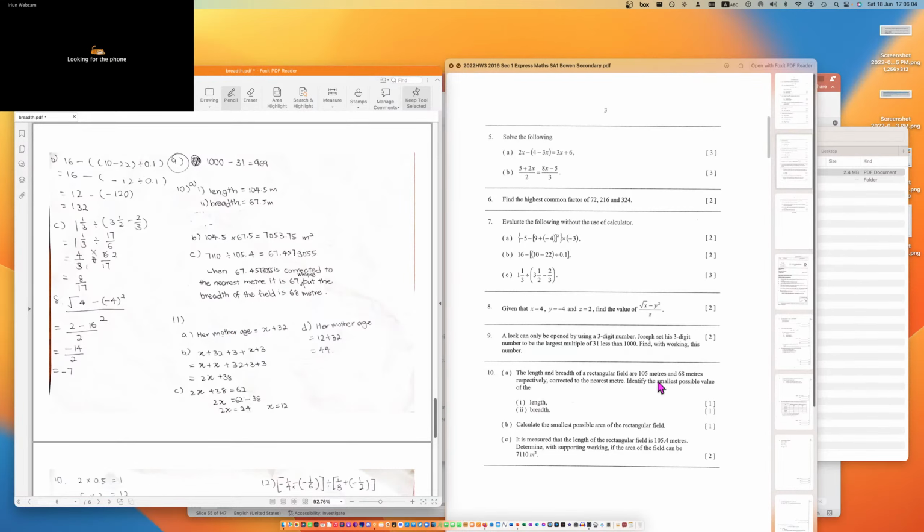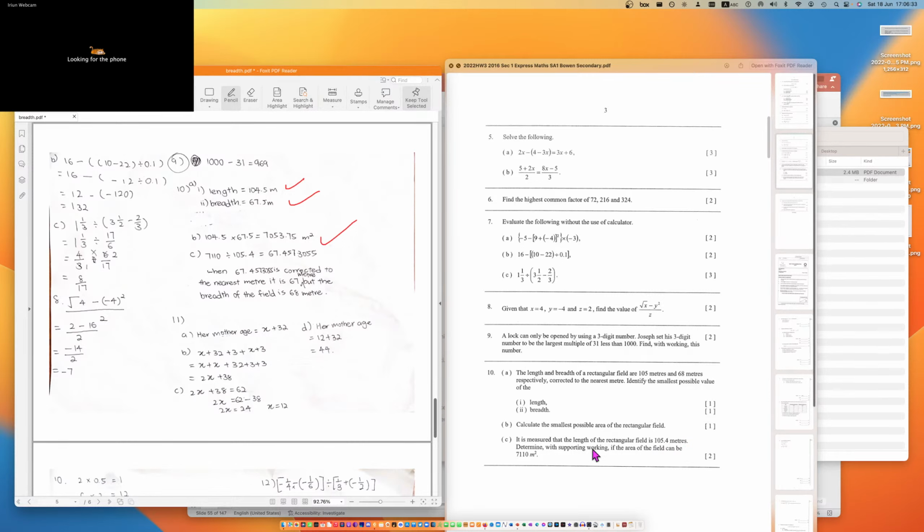So the length, smallest possible value of the length. So the length is 105. So the smallest can be 104.5. Okay, smallest, yes. They say nearest meter. Okay, good. So 68 is correct. So therefore calculate the smallest possible. It's measured that the length of the rectangle field is this.